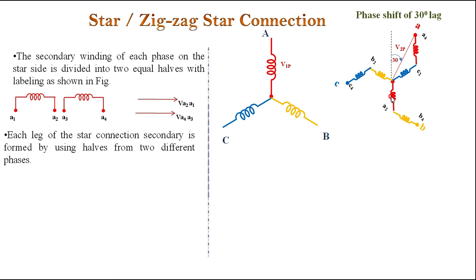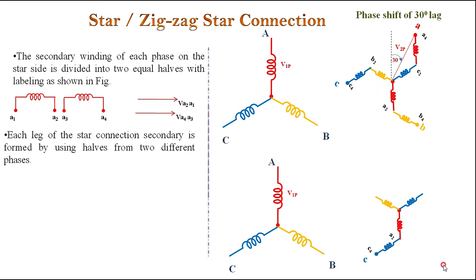Then what is the other possible combination? Let us look into that. We have a primary star connection. In the secondary, we have the original A, B, C, that is A2, B2, C2. To A2, previously what did we join here? Half of the B phase. But in the second case, instead of connecting half of the B to A2, I am connecting half of the C to A2.